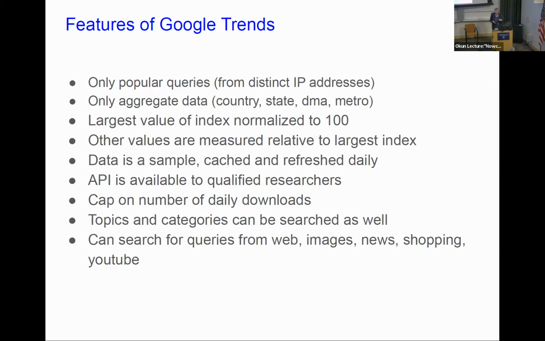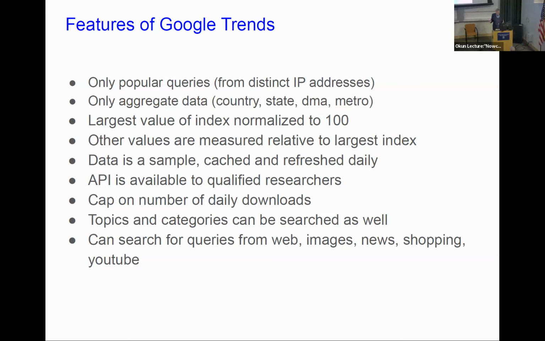So what are some of the features? Well, there are good things and bad things about it. Only the popular queries are looked at, and they're for distinct IP addresses, so you can't issue the same query over and over again. What happens is they cache it the first time it's asked, and then everybody else who asks that question over the course of 24 hours gets the same results, and then it'll refresh the cache on the next day, which makes a lot of sense, because if there's some event, a sporting event or a business event or something, people will issue queries on it and be much the same query.